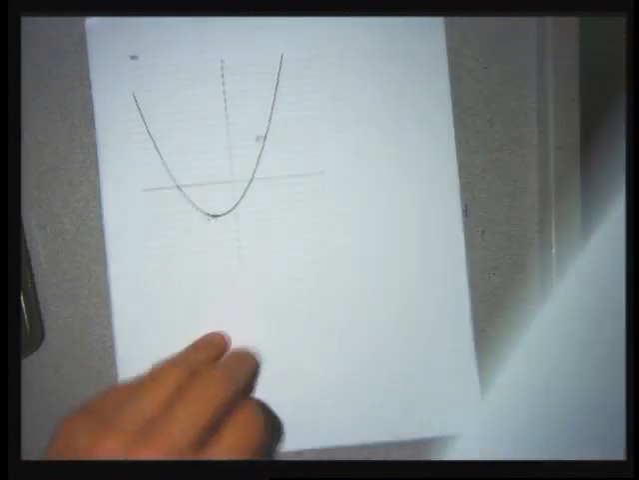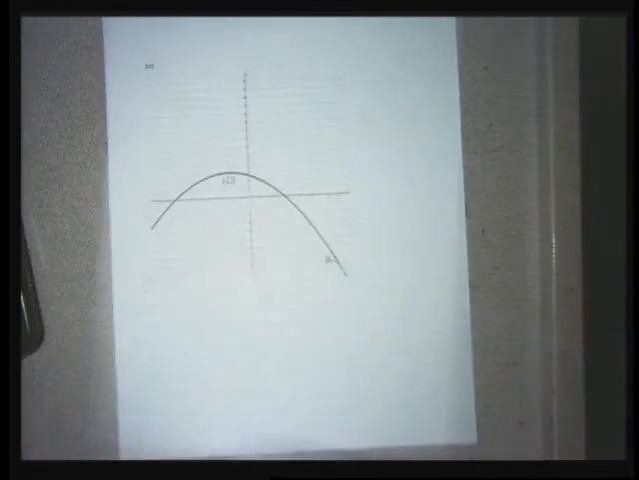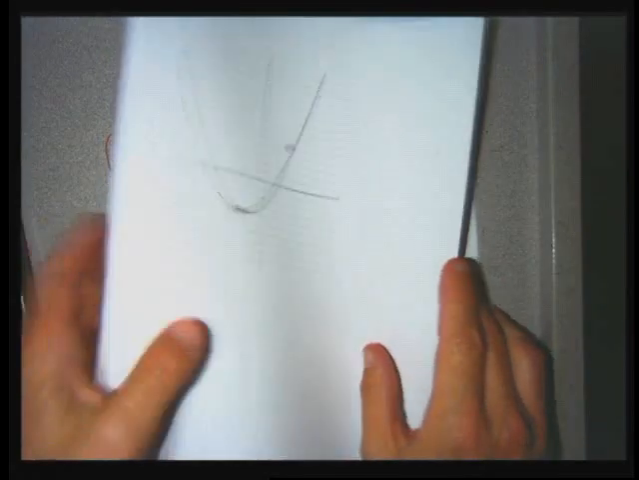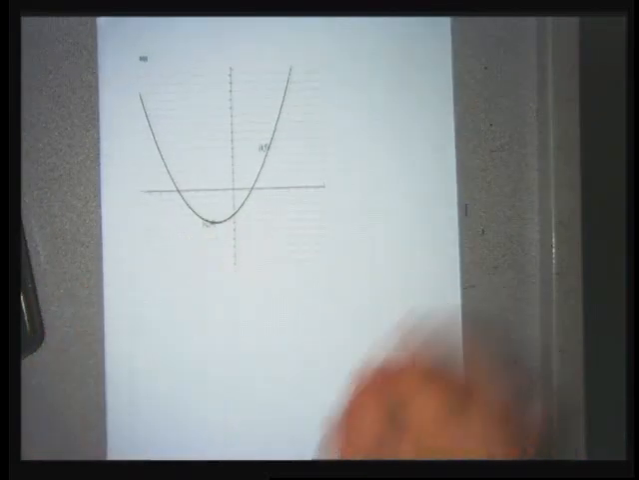30 and 32 are the last two that I need to do. These are kind of wide. I suspect the a's are going to be fractions. When you get wide parabolas, the a's are normally fractions.